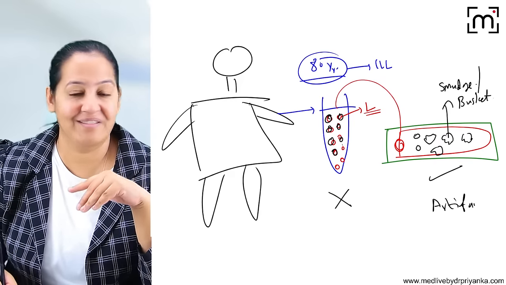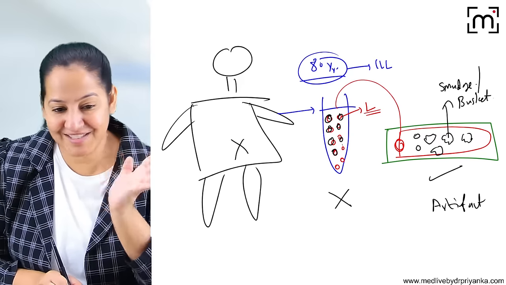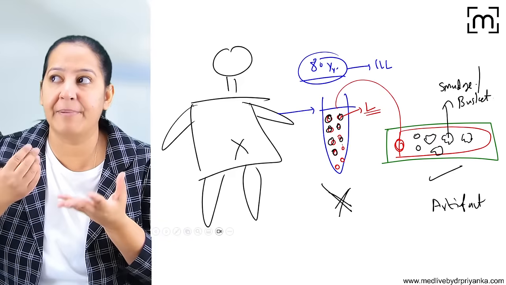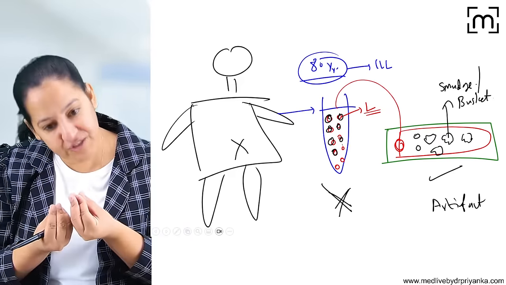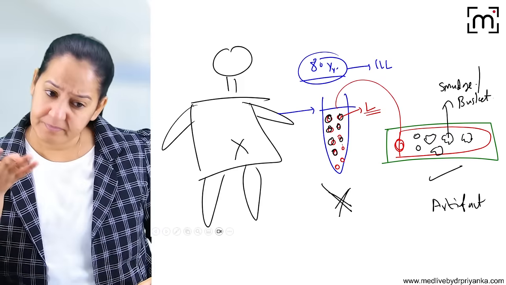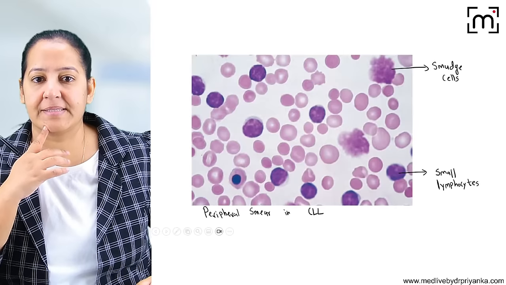It's a slide artifact. These are not present in the patient. Smudge cells are not present in the patient's blood. They are not present in the test tube. But why make the slide? Because of the spreader, the lymphocytes get ruptured, because they are abnormal lymphocytes. They get ruptured and make the smudge cells or basket cells. How many of you got it?